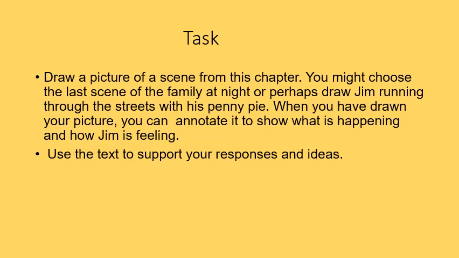Now, task. Your task now is you're going to draw a picture of a scene from this chapter. So you've read the entire chapter. You might choose the last scene of the family at night where everybody is trying to sleep but they can't sleep. Or perhaps draw Jim running through the streets with his penny pie. When you have drawn your picture, you can annotate it to show what is happening and how Jim is feeling. Use the text to support your responses and ideas.